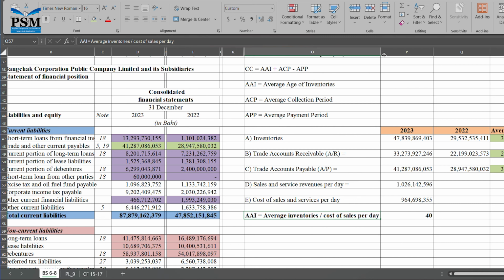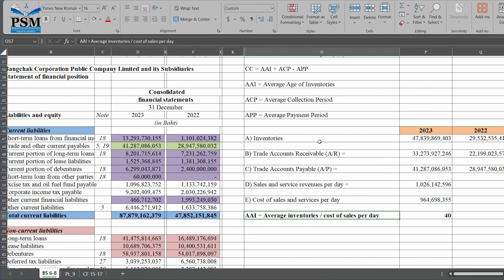We calculate the average age of inventories. So we write down the formula first. AAI equals average inventories divided by cost of sales and services per day. Cost of sales and services per day.